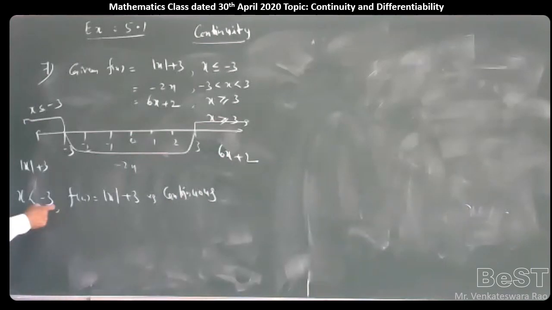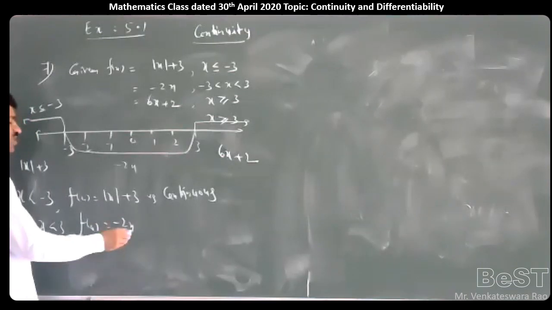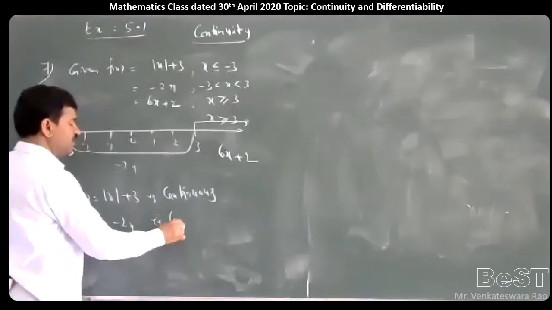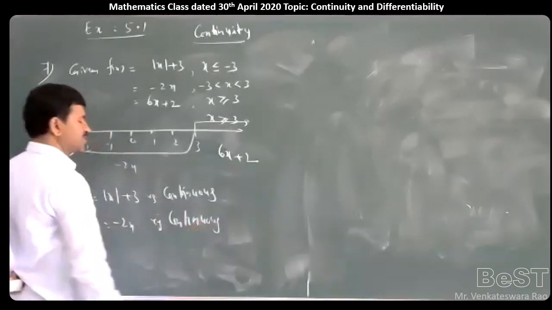When x is strictly less than minus 3, it is continuous. When minus 3 is less than x is less than 3, what is f of x? Minus 2x is also continuous. It is a linear function, so it is continuous.